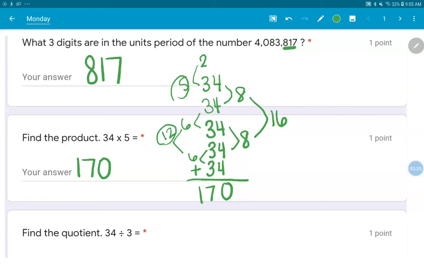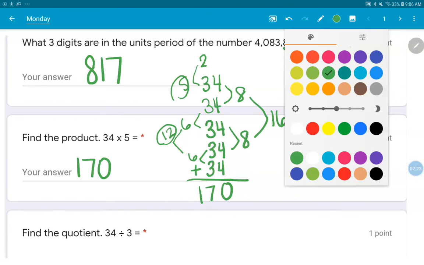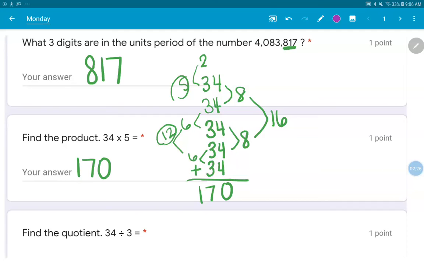Did anybody use a different strategy besides repeated addition? What did you do, Olivia? I did 5, 5, 5, 5, 5 over and over again. Okay. So you count them by fives? Yeah. All right, who had a different strategy? What'd you do, Owen? I did 5 34 times. Okay. So you counted by 5.